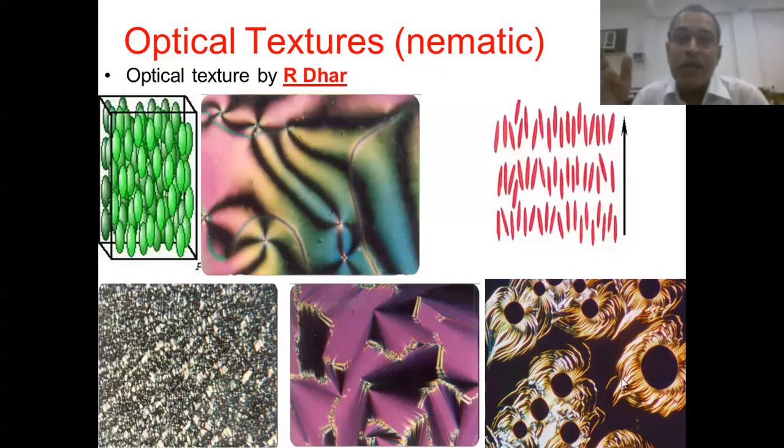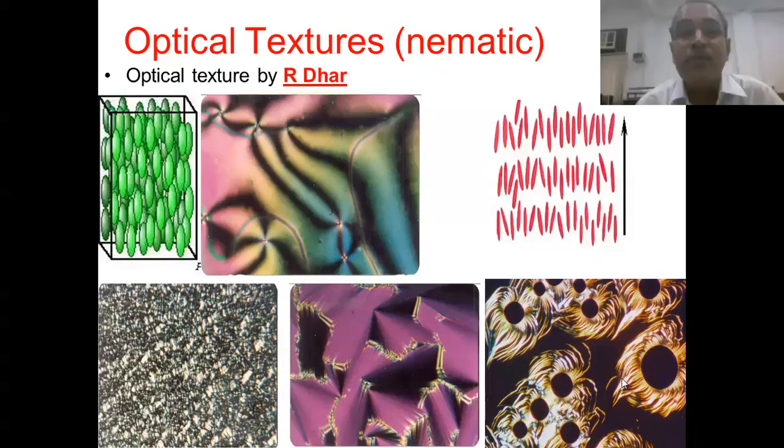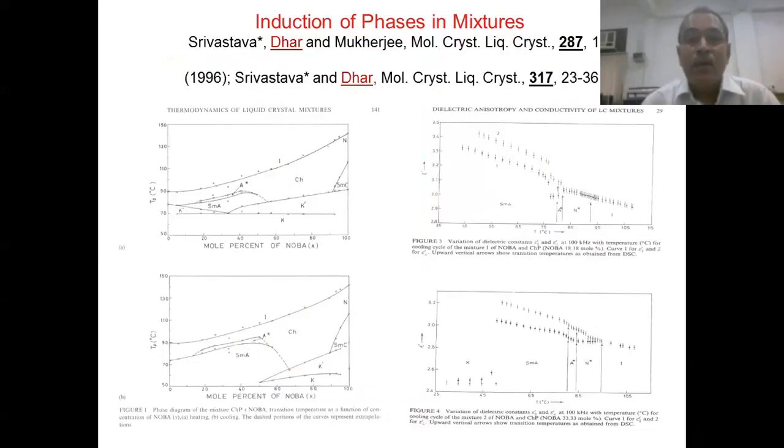But most often, we are not lucky enough to get this kind of standard optical texture. And then you need your special expertise to analyze the optical textures as well as use some additional characterization techniques like XRD, SEM, TEM, to determine what kind of phase is existing there. There are other techniques also by which you can determine various transitions. For example, here we have determined it by measurement of dielectric constant, but I will skip that here.